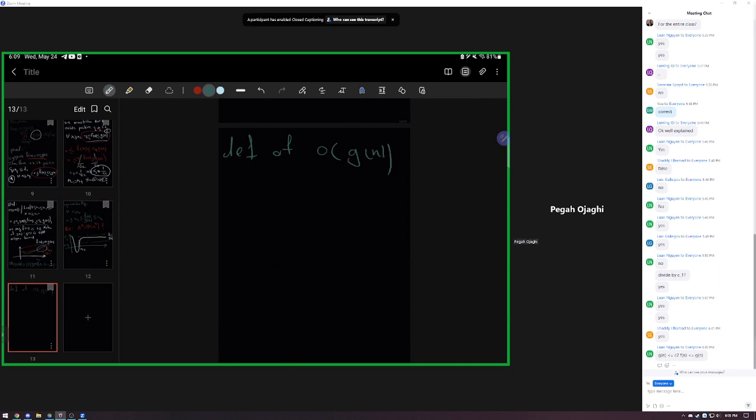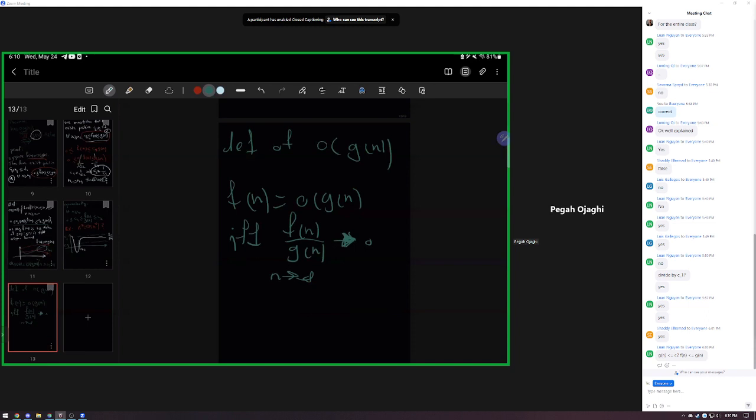So what is this definition? If I want the definition of f of n being small o of g of n, it's like this. We may take a limit. f of n is small o of g of n if and only if f of n divided by g of n goes to 0 as n goes to infinity. This is the definition of small o notation. So if I consider f of n divided by g of n, and n goes to infinity, and this goes to 0, it means I have this one. So let's do this one.